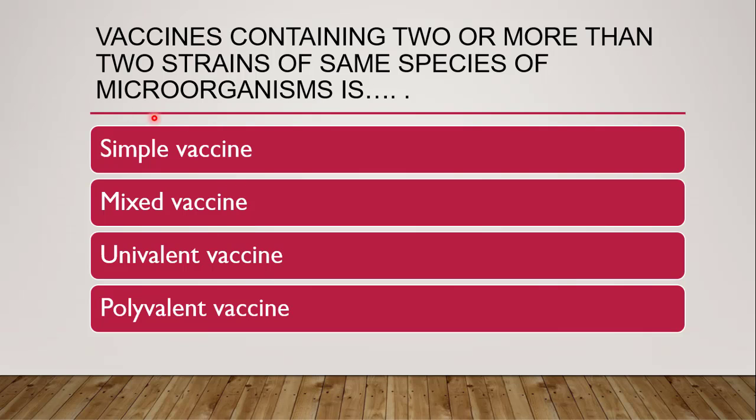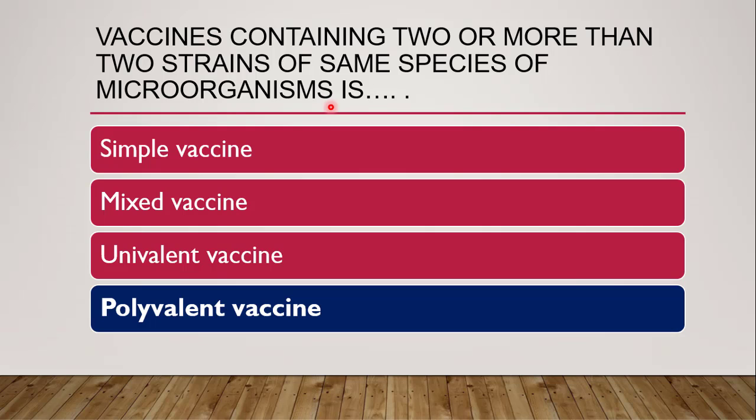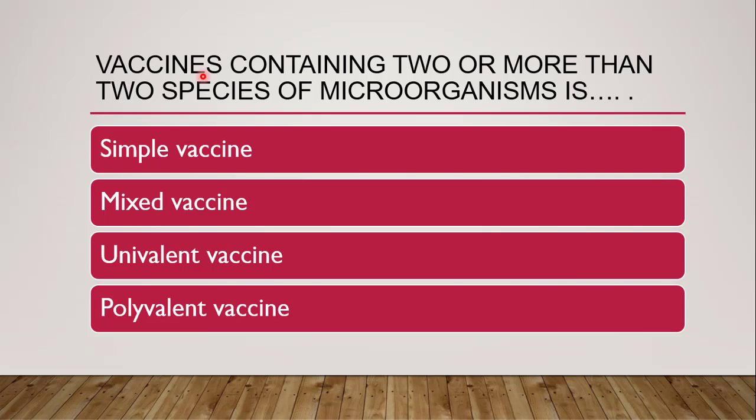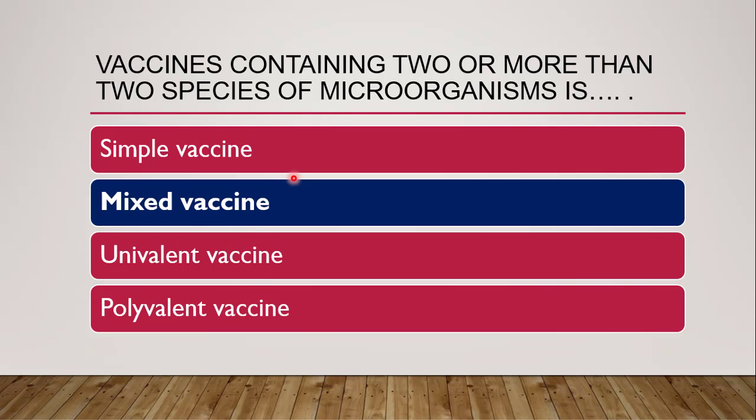Next question is, vaccines containing two or more than two strains of the same species of microorganism is, we just now discussed the types. So amongst the answers, the correct answer is again polyvalent, because it talks about the strains. Then the next question from the same category, vaccines containing two or more than two species of microorganism is, as we discussed just now, a mixed vaccine. So it is not even simple, univalent or polyvalent, it is a mixed vaccine.